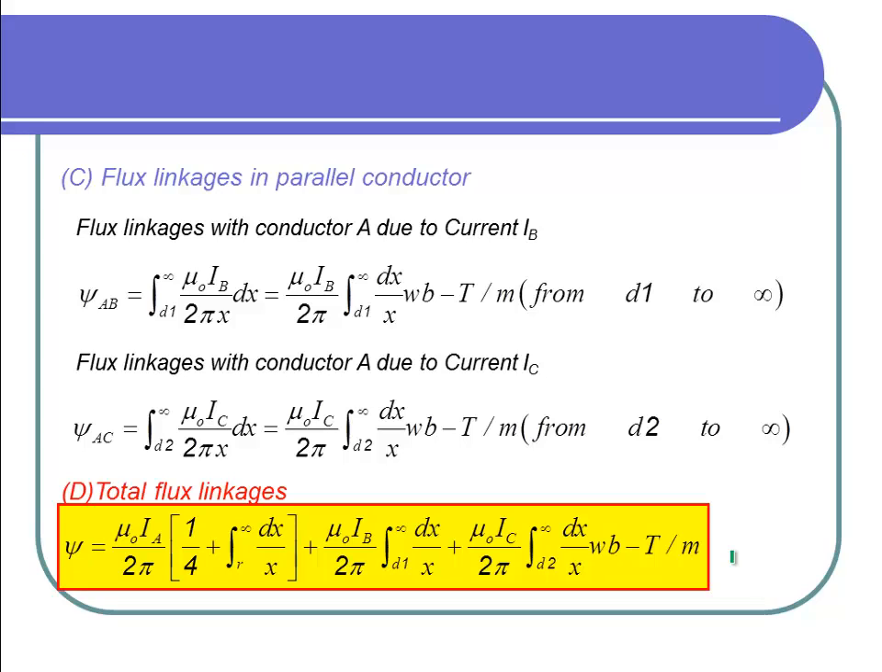Up to this we have calculated the total magnetic flux linkage, how it forms, and what factors contribute to create the net magnetic flux linkage. Once we know it, we can simply calculate the inductance L equal to the total magnetic flux linkage divided by the current which flows through this conductor.